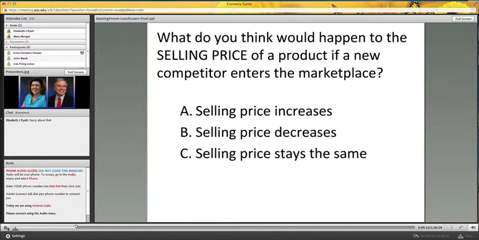So the next thing is, in my class, I say to the students, hey, here's a pretty simple question. I hope it's intuitive. What will happen to the selling price of a product if a competitor enters the marketplace? Will the price go up? Will it go down? Will it stay the same? Hopefully, most people will jump on the answer and say, gee, I think the selling price will go down.